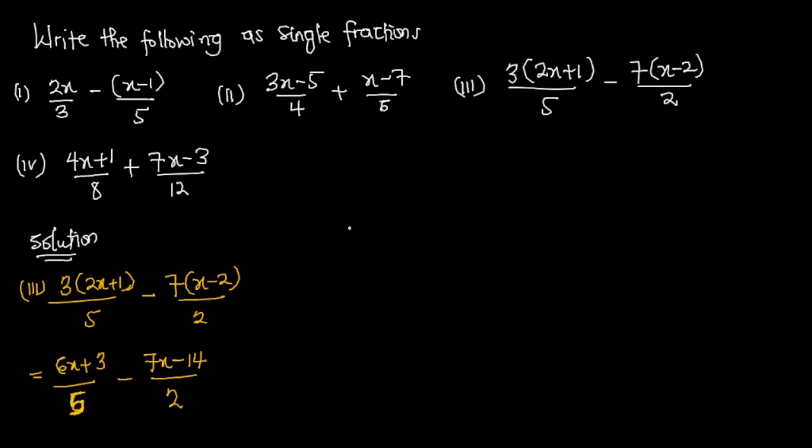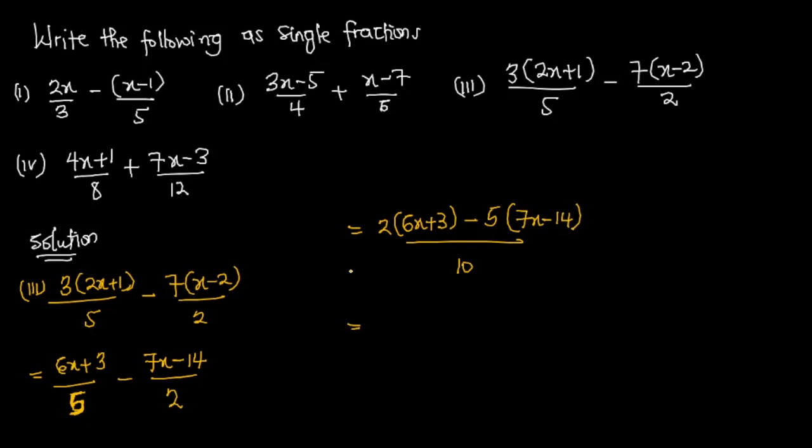Okay. Now between 5 and 2, the common denominator for them is 10. So now 5 will go into 10 2 times. So we use that number 2 to multiply the new numerator we have over here, that is 6x + 3, then minus. 2 will go into 10 how many times? 5 times. So we use that number 5 to multiply what we have at the numerator here, so 7x − 14.